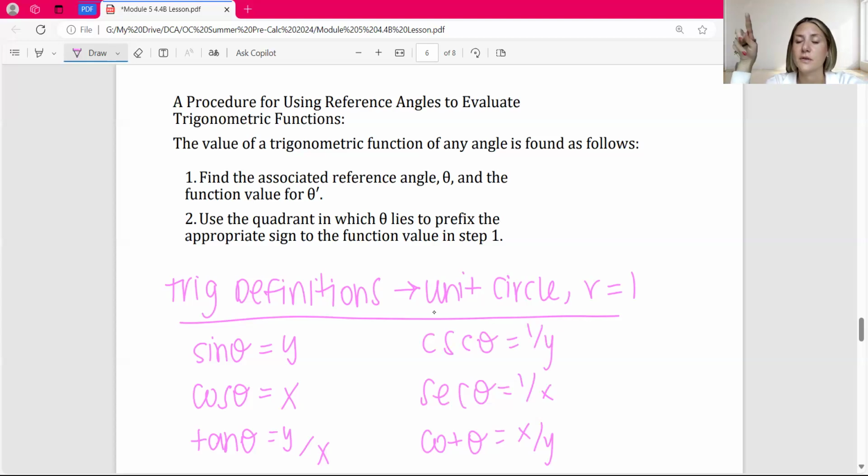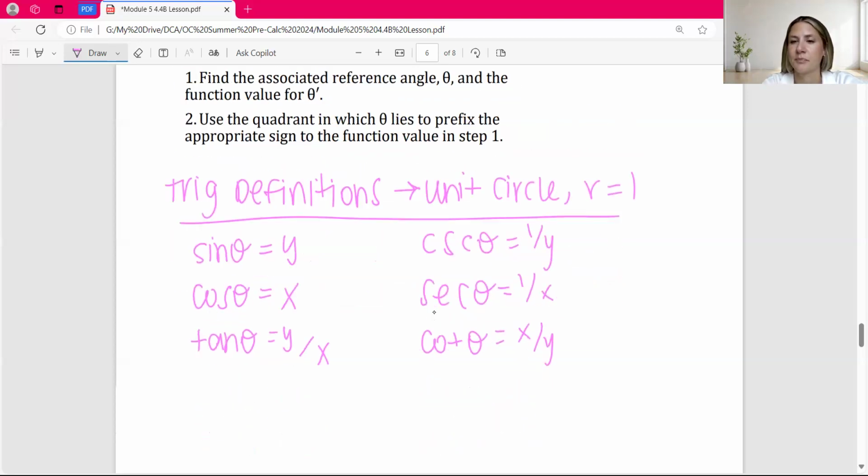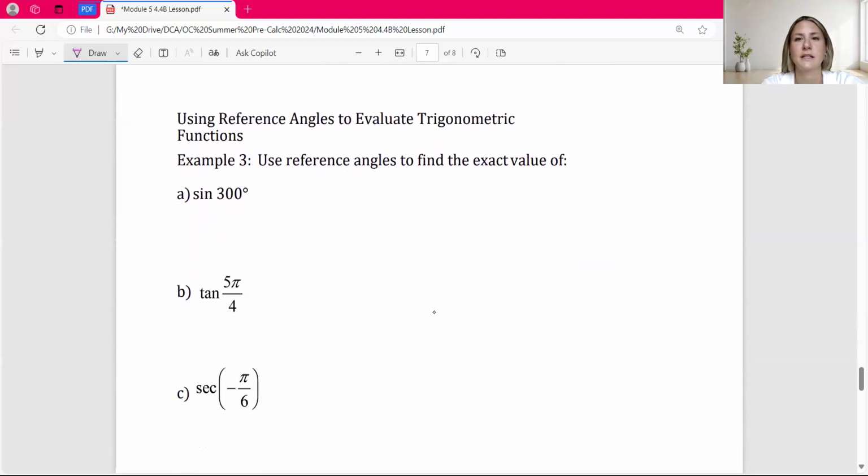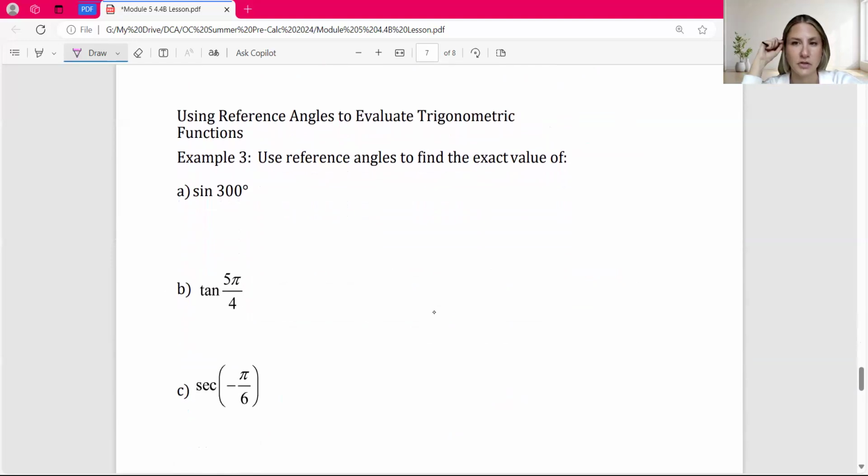And now we're going to apply those definitions when using the unit circle, which you just learned about. And we're going to put that unit circle to the test with some problems that we're going to check out here. Okay, so use reference angles to find the exact value of these trig functions.